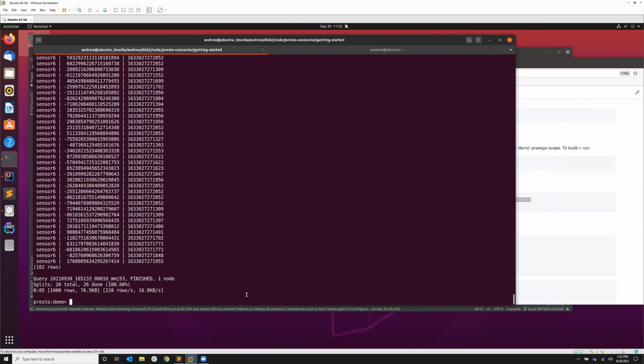I have a question. When we have a lot of data in Pravega, what kind of latency can we expect for a query like you just showed, like select star where sensor equals sensor 6? Yeah.